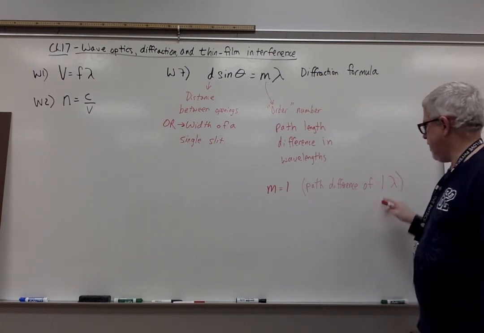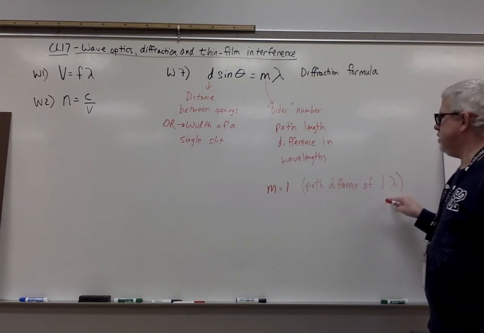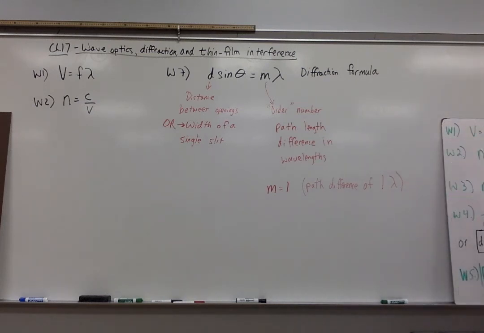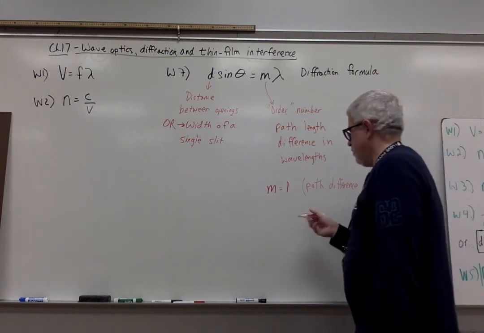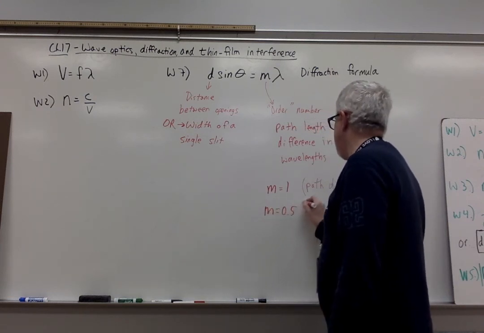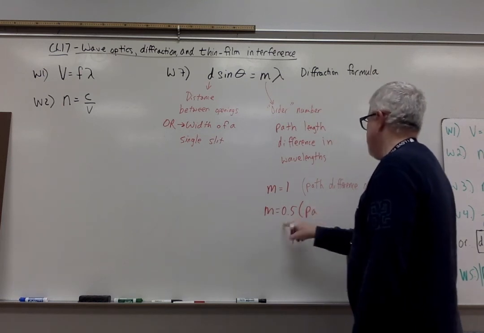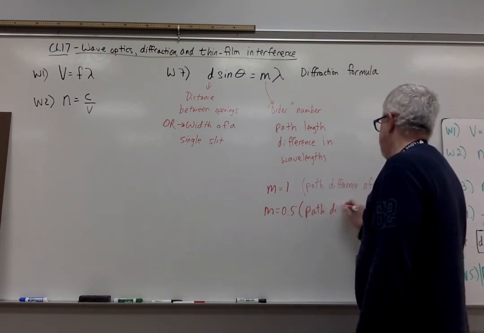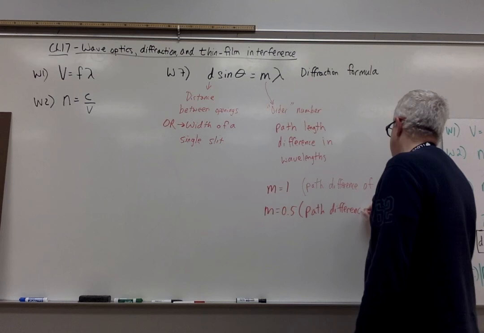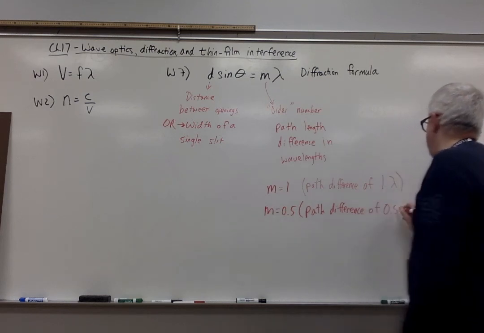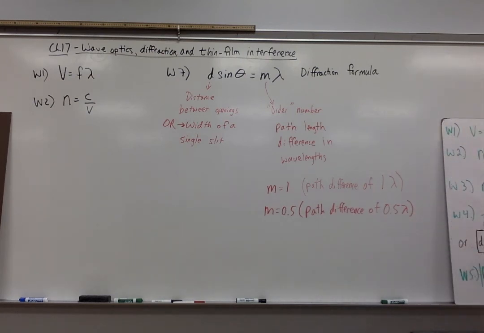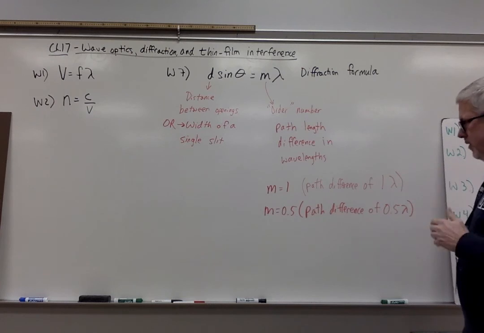If we have one full wavelength path difference, that means the one that's behind or longer by exactly one wavelength would give constructive interference, because a crest from one wave would meet up with a crest of another wave. If we have a path length difference, or an order number, of 0.5, that's a path difference of half a wavelength. So every time one of the waves has a crest, the other would have a trough.